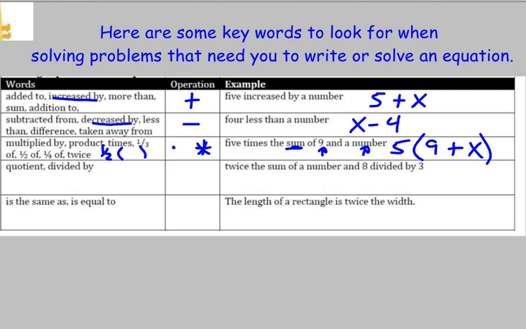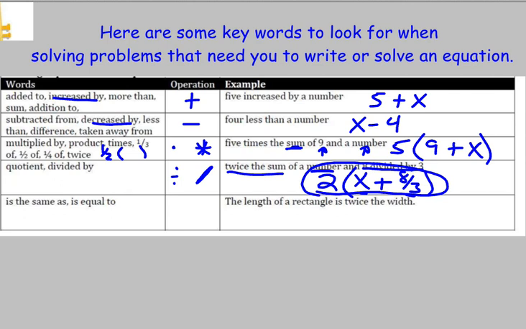Quotient, divided by. This is division. So you get your division symbol. A lot of times we just use the fraction bar for this. This one's a little tricky. It says twice the sum. So you're adding something. What are we adding? A number. That's the first thing, so we'll call that x. And 8 divided by 3. Those are the two things we're adding. And we're saying twice the sum of this number and 8 divided by 3. So we're just multiplying it by 2.